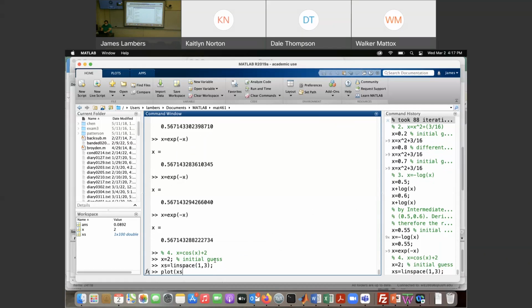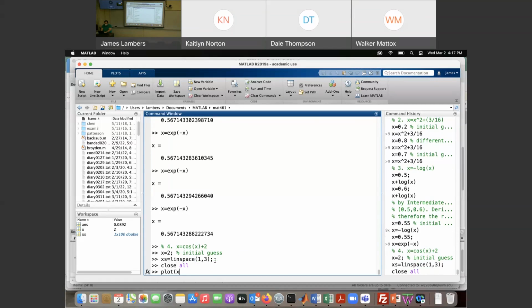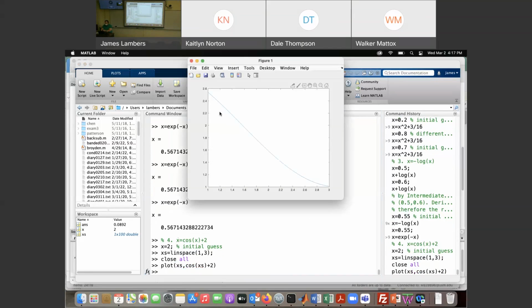Actually, make sure I have no graphics windows open. So now you plot my function, cosine x plus 2, evaluated at the vector values in xs. So here's how the function behaves. And notice the x values are between 1 and 3. The y values are also between 1 and 3. So that's a condition for existence of a fixed point, that the function g maps a given interval into itself.